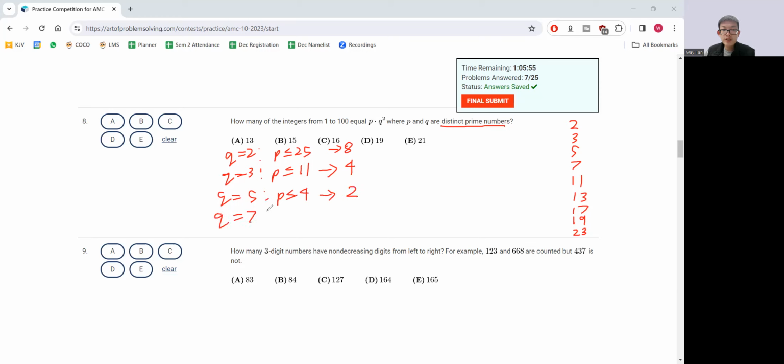Q equals 7, 49 can only be times 2. So one more case. That's all right. That's not too bad. That is only 15.